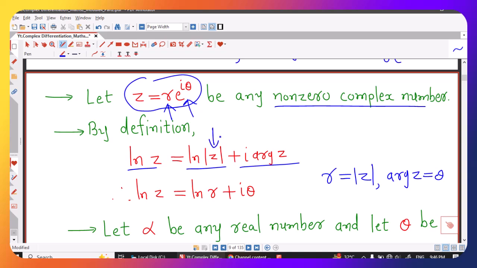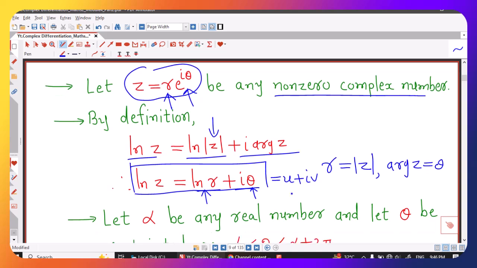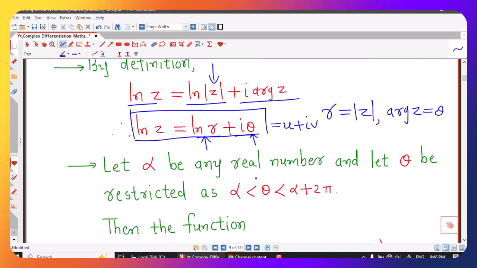So here we put absolute value of z equal to r and argument of z equal to theta. So we have expressed our function in this form, u plus iv, where u is the real part of log z, which is ln r, and v is theta. And we know that this is a multi-valued function, so we restrict our domain in this way.